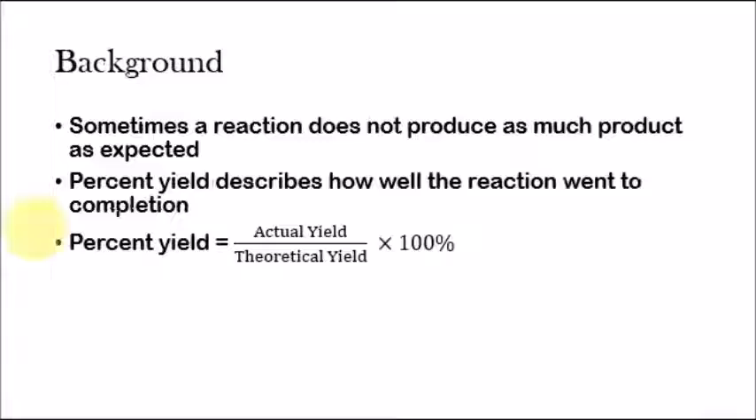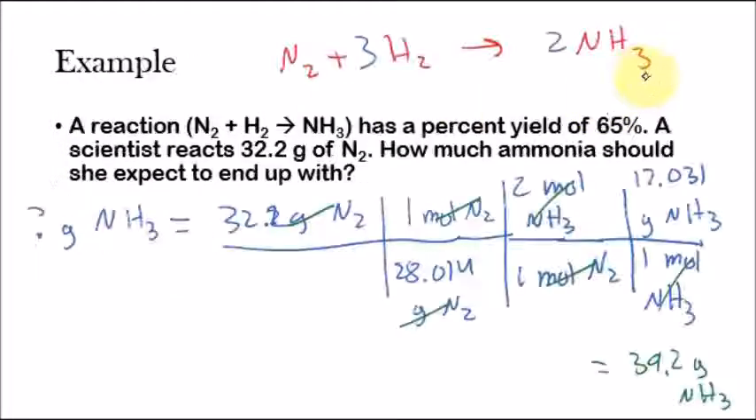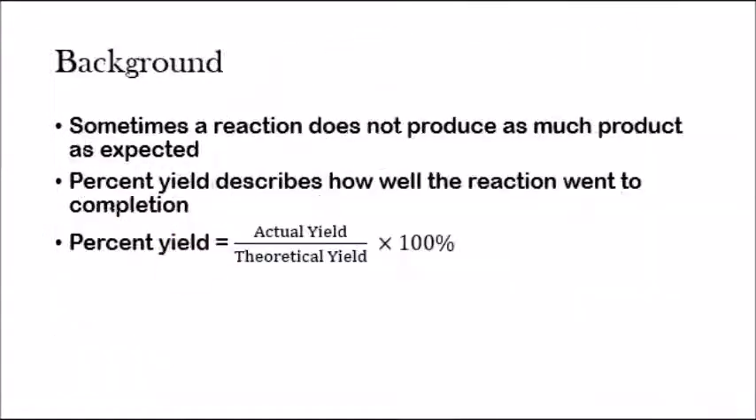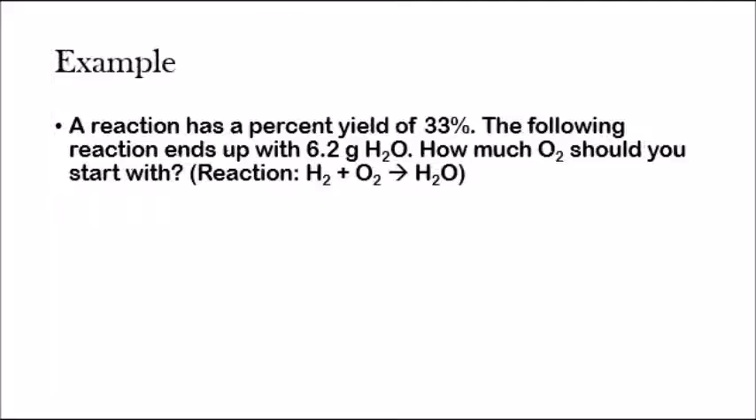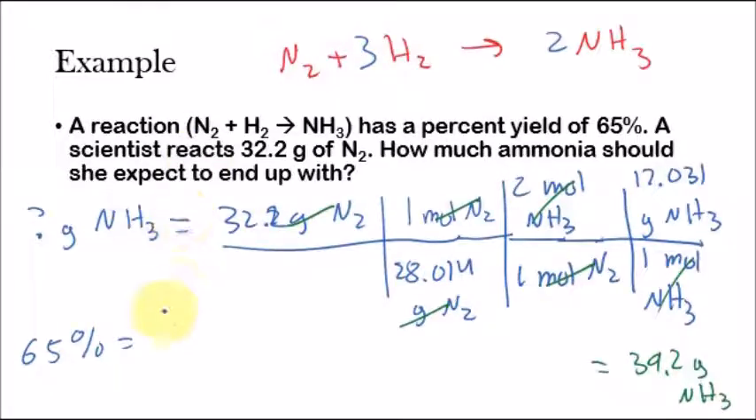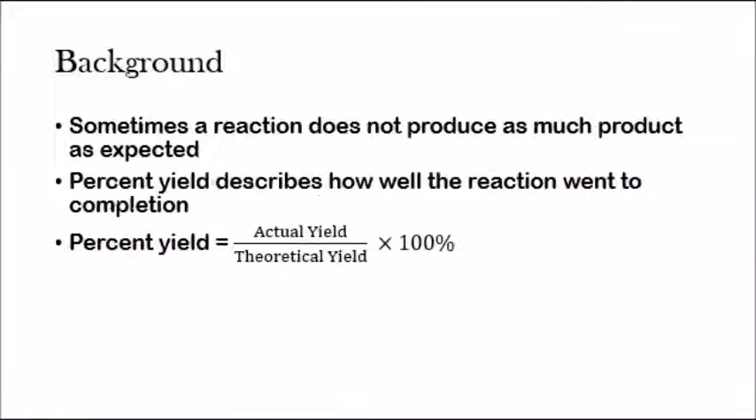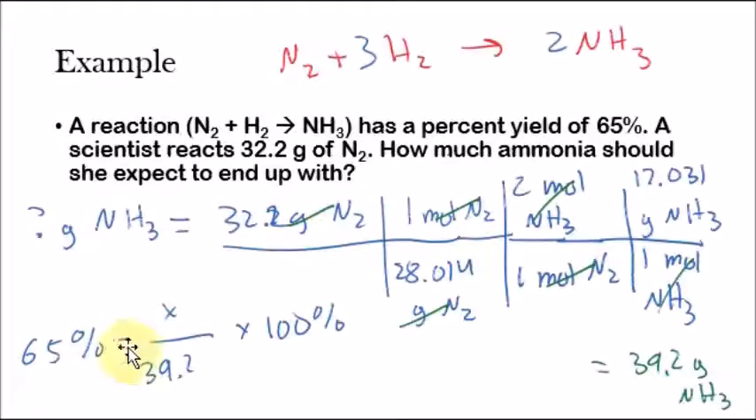So let's look back at the equation here. The percent yield is given to us, so 65%. Let's go ahead and write that down here. 65% equals the actual yield, which is what we're solving for. So let's just call that x, over the theoretical yield, which we have here, 39.2, times 100%. So I'm just plugging everything in. We're going to solve for the x here.